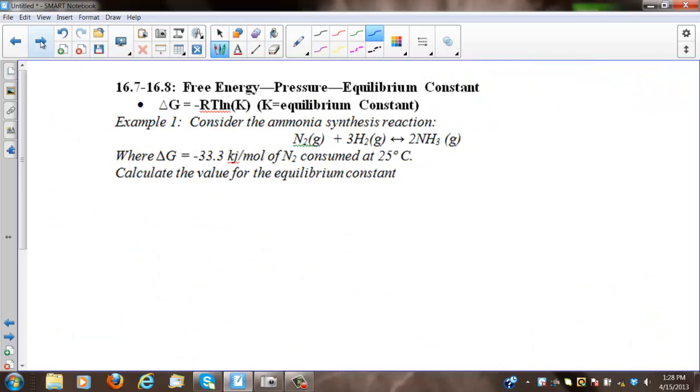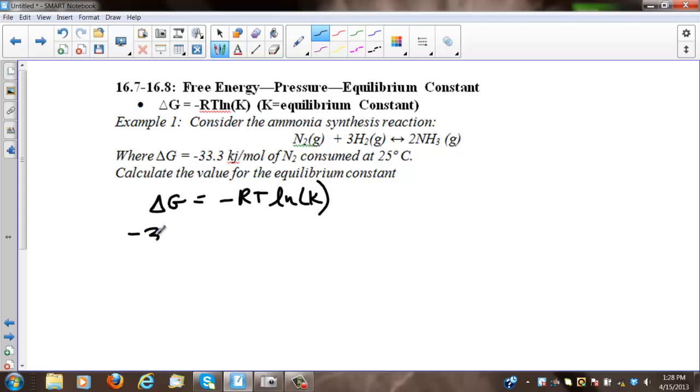Okay, we're almost done. Let's take a look at free energy, pressure, and equilibrium constant. We can use delta G equals negative RT ln of K when we have an equilibrium constant. So consider the ammonia synthesis reaction, where delta G equals negative 33.3 kilojoules per mole of N2 consumed at 25 degrees Celsius. Calculate the value for the equilibrium constant. So this is basically a simple plug and chug. Let's write our formula. We've got delta G equal to negative RT ln of K.